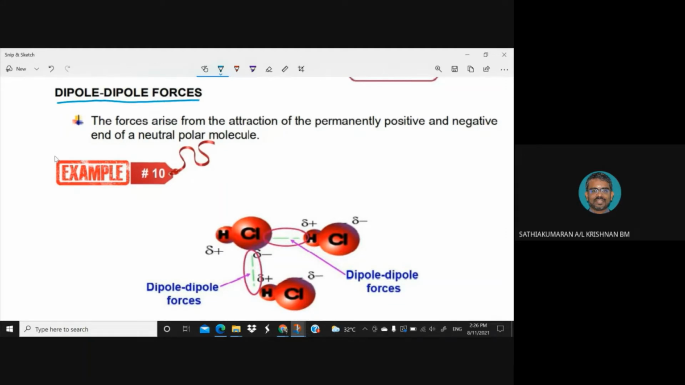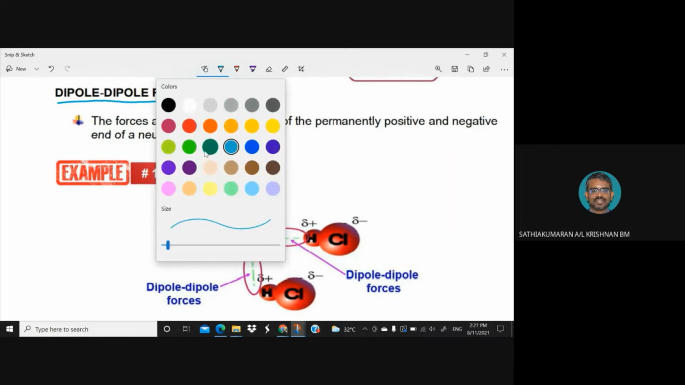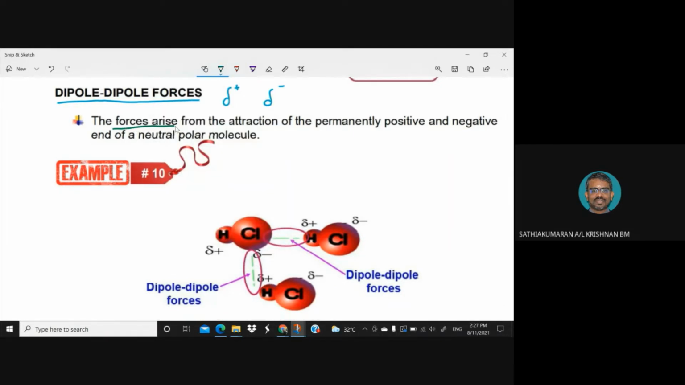Dipole-dipole forces. Before that, you have to remember what is dipole-dipole. We have dipole positive and dipole negative. The forces arise from the attraction of the permanently positive and negative ends of a neutral polar molecule. Neutral means no charge. You see here, it must be a polar molecule, not a non-polar molecule. Let us see one example here. I have HCl.